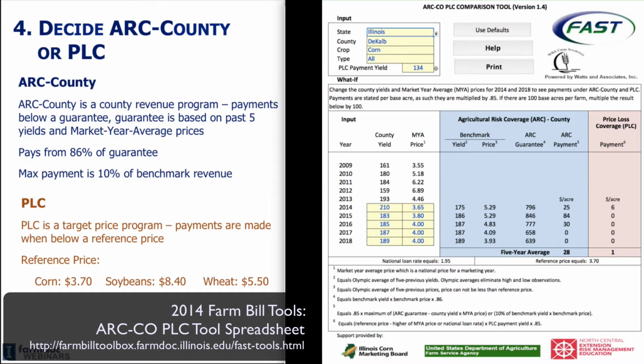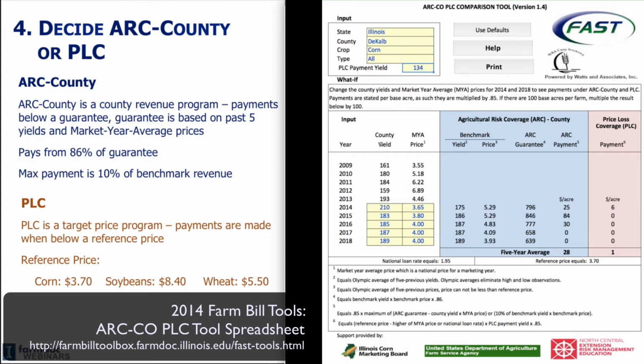And we're going to illustrate the payments from ARC County and PLC for a specific county. If you go into this tool, we can do this for a specific county. That brings in the county yields. This is DeKalb County, Illinois, for corn. And right now we have a PLC payment yield in there of 134 bushels per acre. And that's going to influence PLC payments.